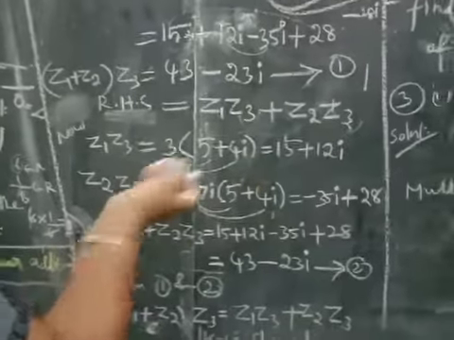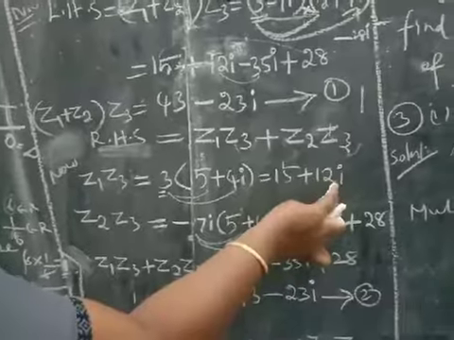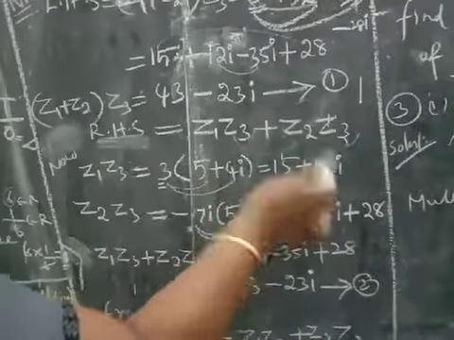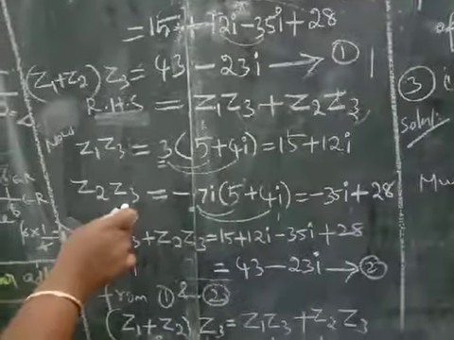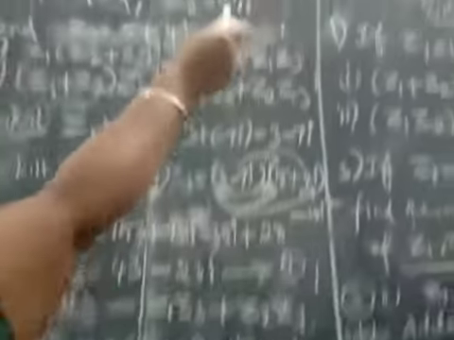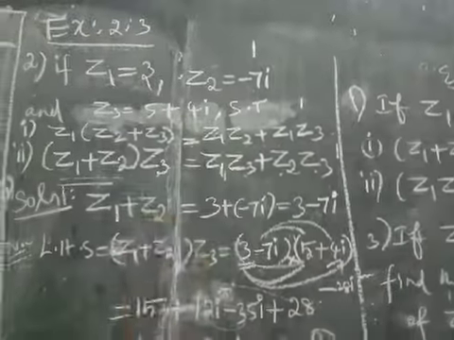This is a real number, so easily you can multiply: 3 into 5 is 15, plus 3 4s are 12i. So this is the first term we found. Then the second term, Z2 into Z3. What is Z2? Minus 7i. What is Z3? 5 plus 4i.